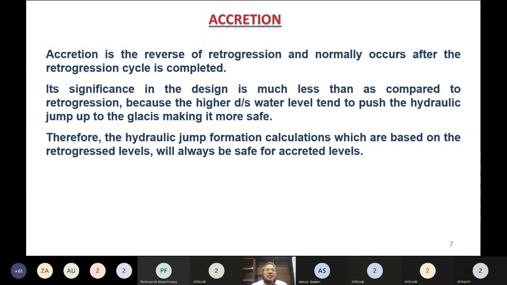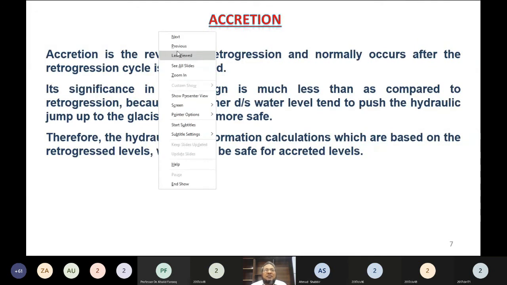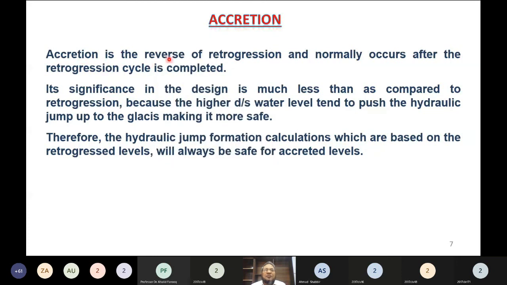What is accretion? Accretion is the reverse of the retrogression, and normally occurs after the retrogression cycle is completed. So the retrogression cycle completion may take 3 years, 4 years. Once it is completed, then the next cycle starts, that is the accretion cycle. Okay.